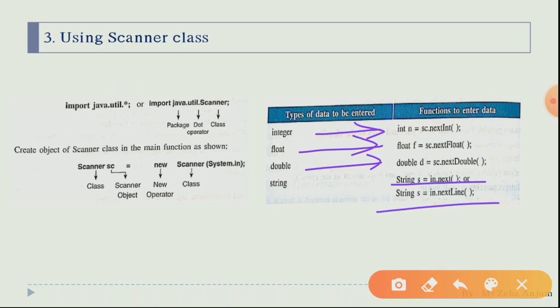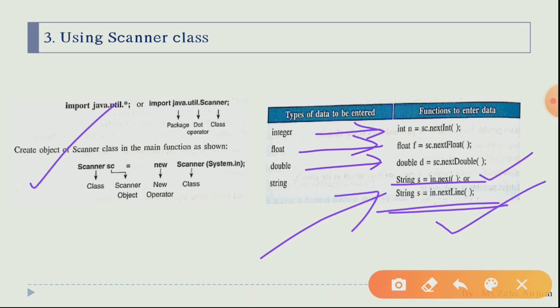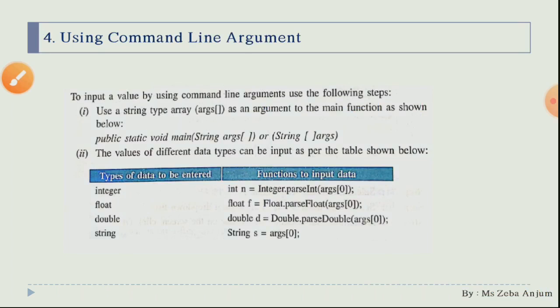The concept is the same as in.read and in.readLine, but here it is next and nextLine. See, next will read the string until it finds a blank space or a new line, and nextLine will read until it finds only a new line. Okay, so for reading a word you will be using in.next, and for reading a complete line you will be using in.nextLine. Okay, so these are the functions you can use with the scanner class object.